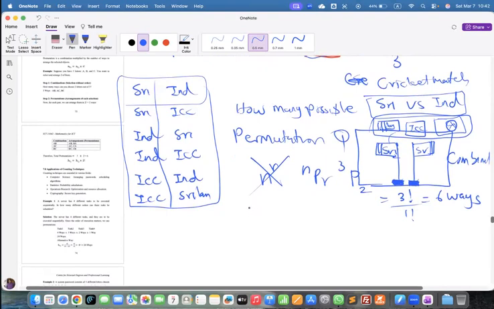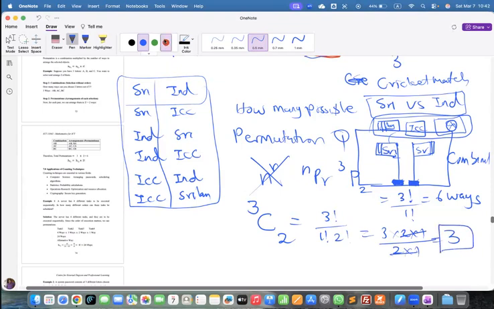So what is the answer for this? From 3 flags, 3C2. What is 3C2? 3 factorial over (3 minus 2) factorial, that is 1 factorial, into 2 factorial. So 3 into 2 into 1 factorial. 1 factorial is equal to 1. 2 factorial is 2 into 1. So I can cut these down, and only 3 combinations remain. So what are the 3 combinations?